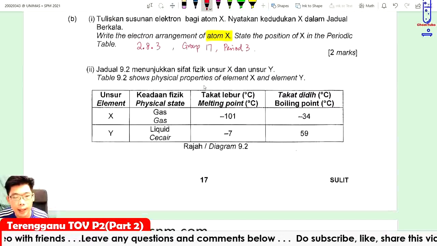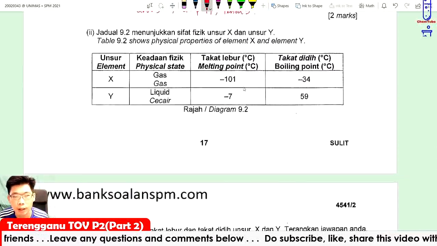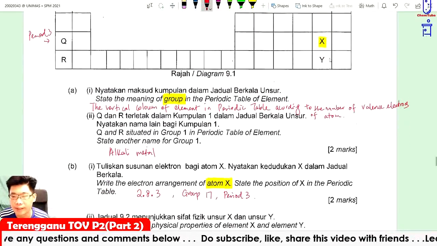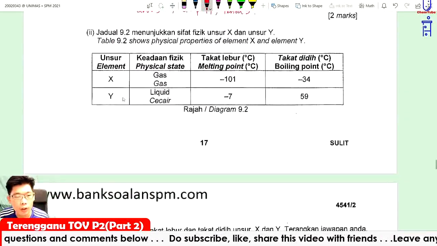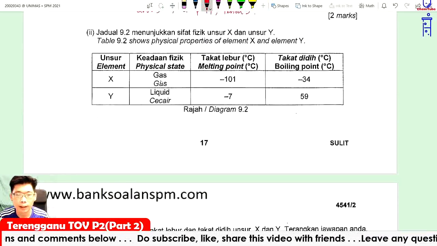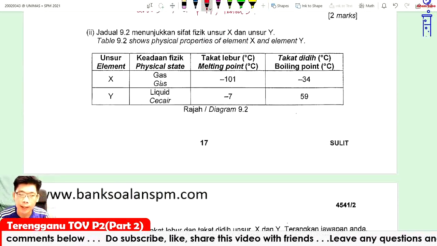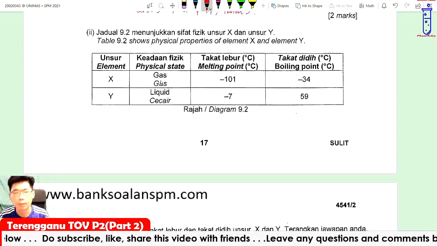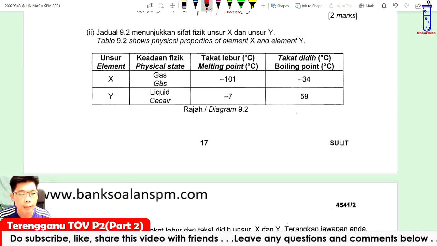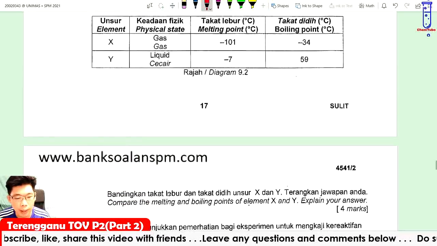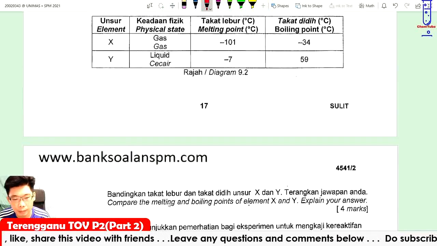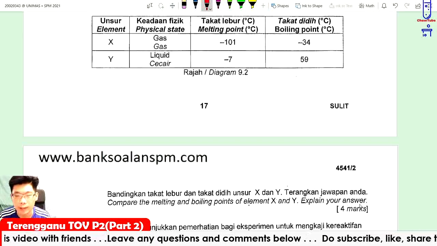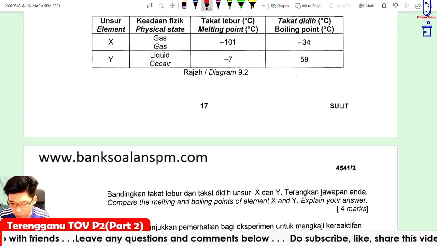Now, table 9.2 shows the physical properties of elements X and Y. X and Y are in group 17. X is in gas form, Y in liquid form. So we can look at the melting point and the boiling point for elements X and Y. Compare the melting and boiling points of elements X and Y. Explain your answer for 4 marks. That means you have to write 4 points.